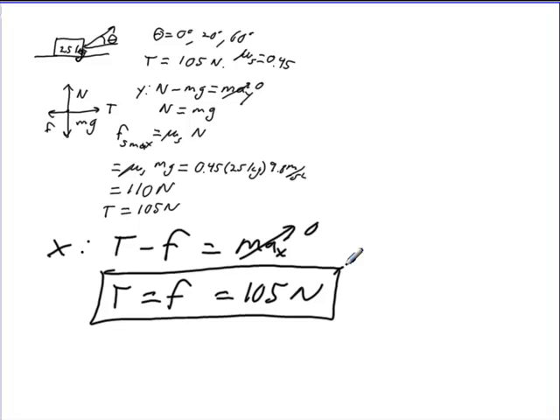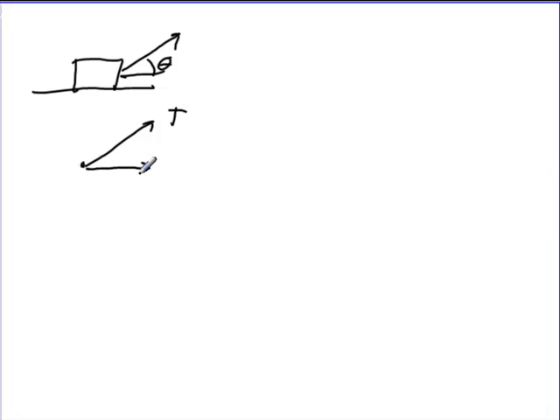Now let's consider the case at an angle, and we'll try it out both at a 20-degree angle and at a 60-degree angle. So, same box, same tension pulling upward at an angle theta. But in this case, the free body diagram's a little more complicated. The tension being at an angle has to be broken into a horizontal component and a vertical component.